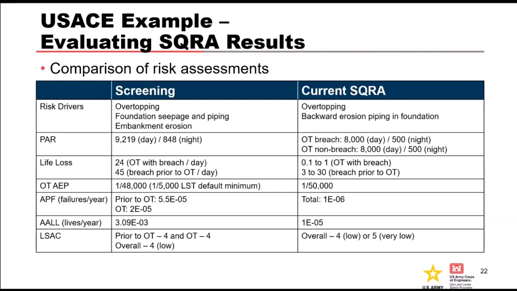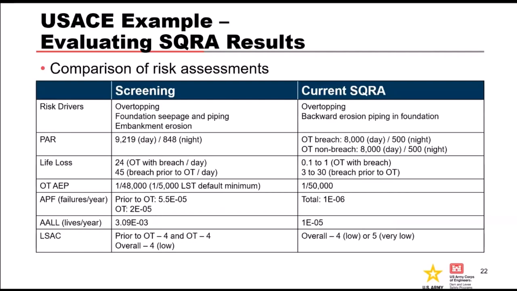So here is a comparison of risk assessment. We did a screening probably about 5 to 10 years ago, and this is the results of our current SQRA that I just went over with you. Risk drivers looked about the same. Embankment erosion was one, but not really something that was considered when we had a group of humans looking at it. PAR looks about the same. Life loss is a little different here with overtopping, 0.1 to 1, but something more considerable here.